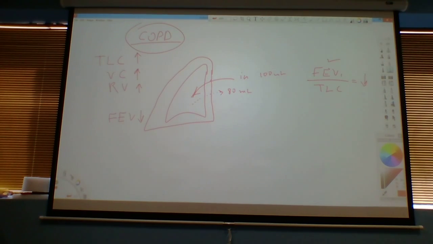Okay. So that's where you will use these values. No one's going to ask you what's total lung capacity, what's vital capacity, what's residual volume. We're interested in how you use them. Which means if you don't know them, you can't use them. So spend some time tonight. Make sure you understand what they mean. Okay?